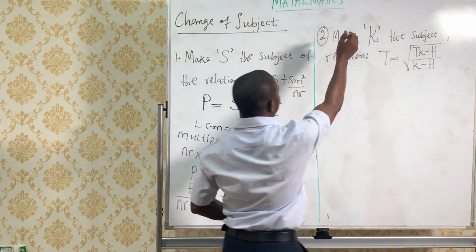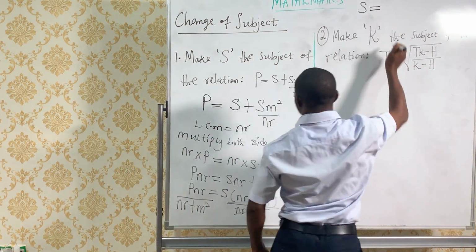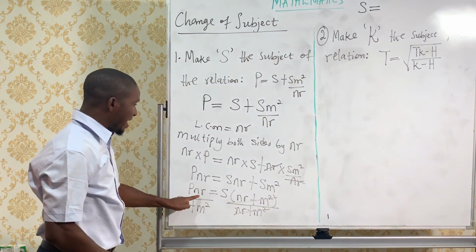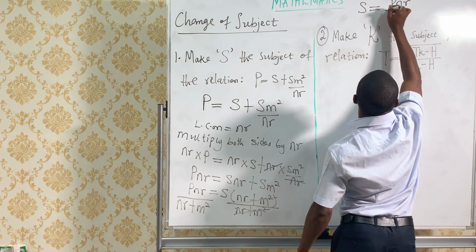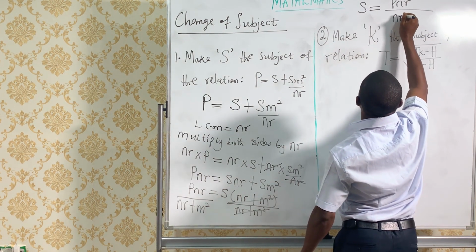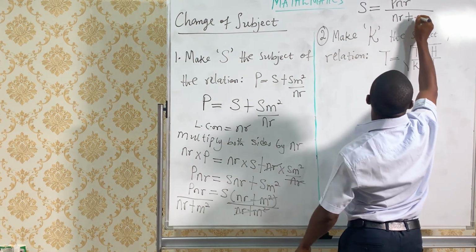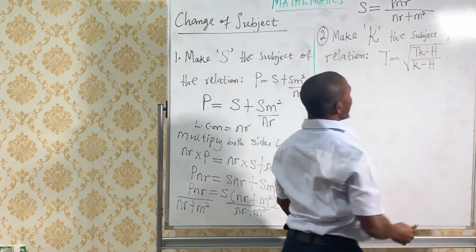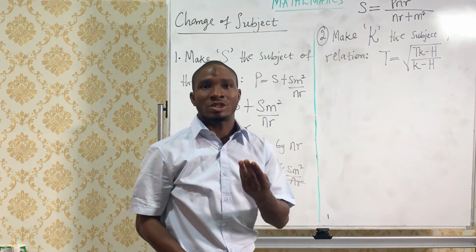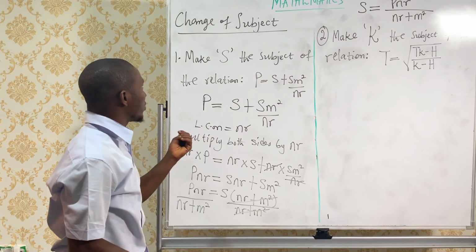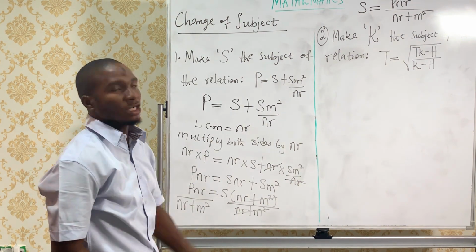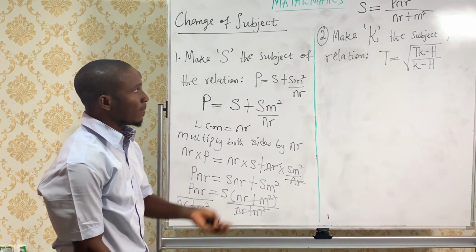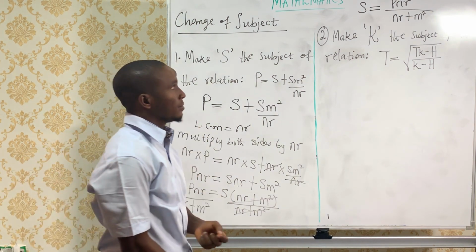Now we can have our S. S is now equal to PNR divided by NR plus M squared. Now, we have been able to make S stand alone, and that's exactly what the question is telling us to do: make S the subject of the relation. That's the first question. Now, let's look at the second question.